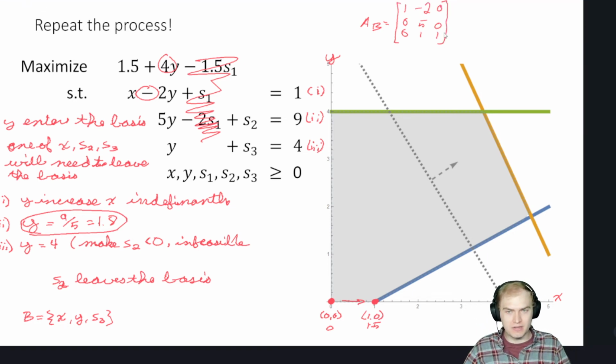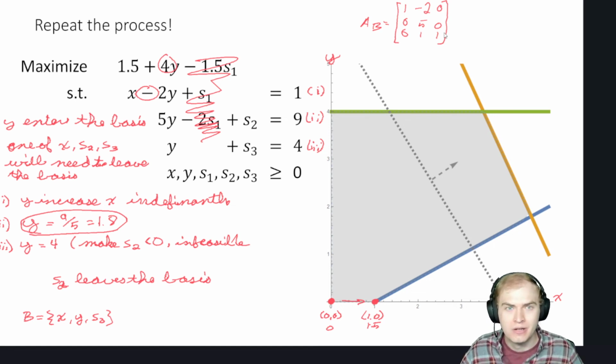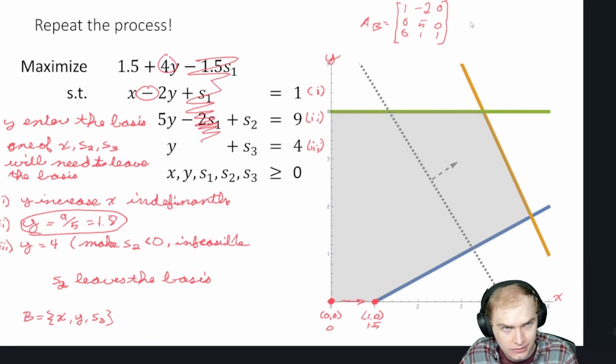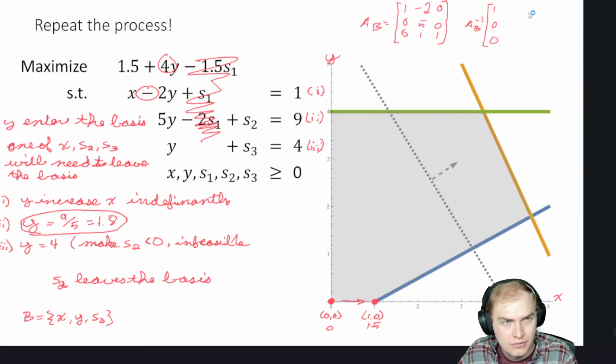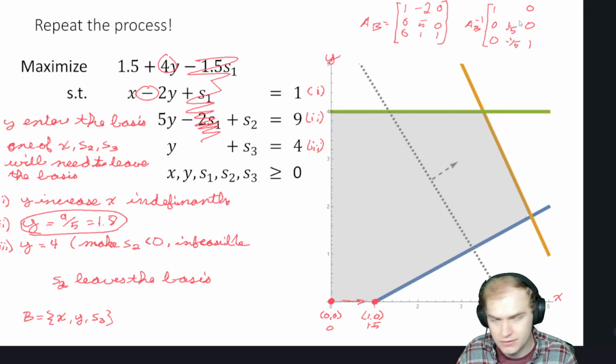Sort of the nice thing about this process, well, one of the nice things about this process is that at every iteration we're only changing one column of AB, so we have a relatively easy to invert matrix. This should be 1, 0, 0, 0, 0, 1, 1/5 in the middle here, minus 1/5, and 2/5.